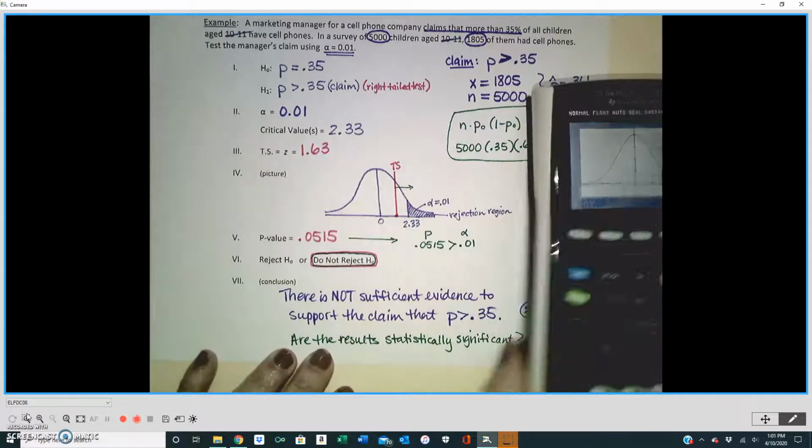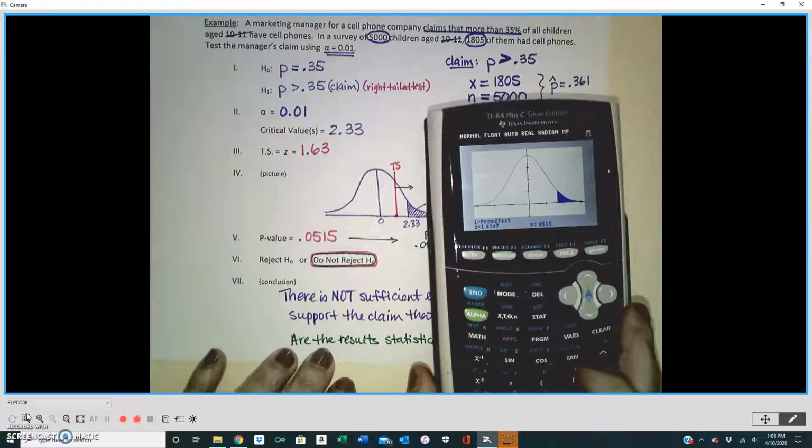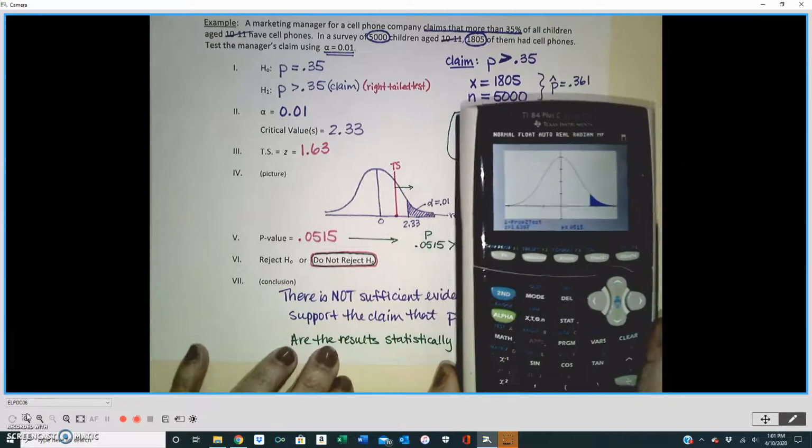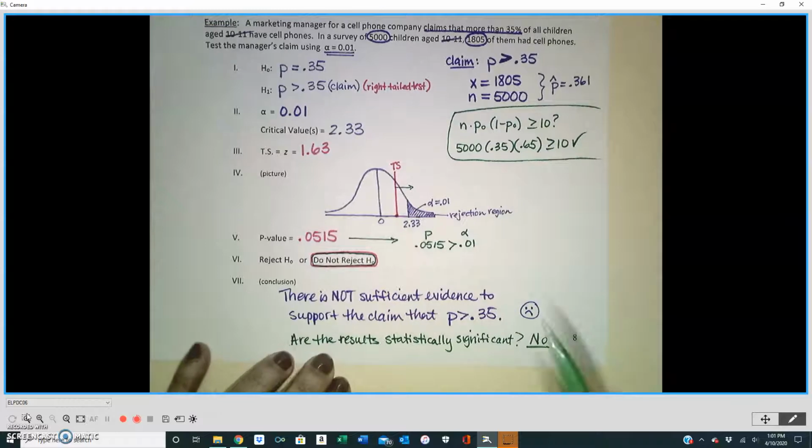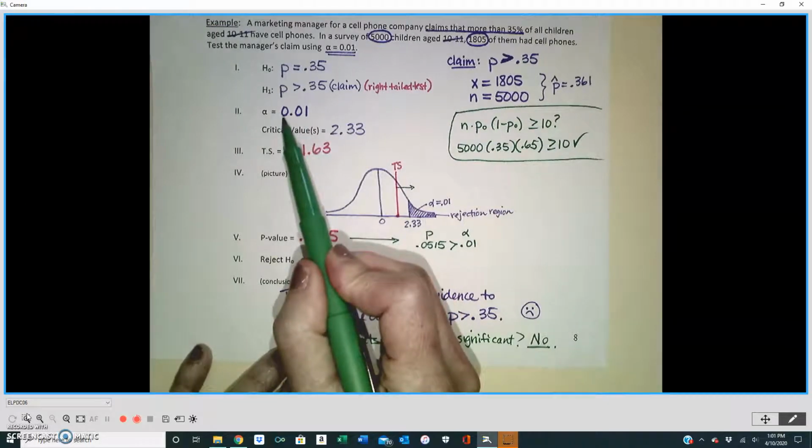So you can't just copy down what the calculator shows and assume that it's going to be the same. And we'll see that some more in some other problems. But I just wanted to point out that this shaded is not the same thing as this. Okay? All right.